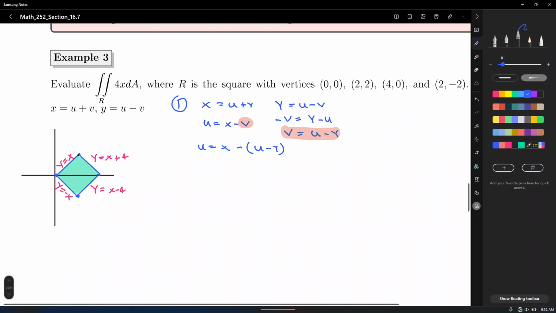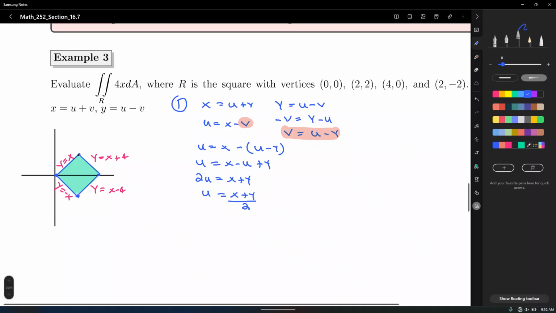That is u equals x minus u plus y, and I'm going to move the u's to the left hand side, so that's 2u equals x plus y, and what do we have? u equals (x plus y) over 2. Isn't that an equation for u in terms of x, y rather than x in terms of u and v?